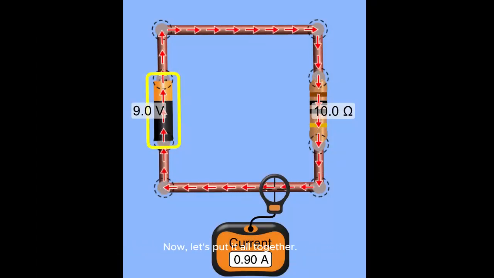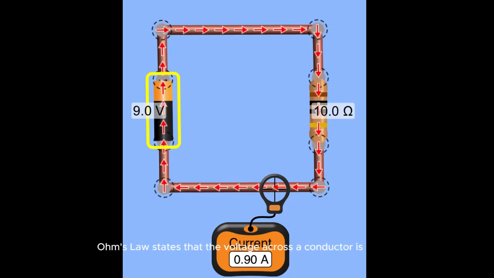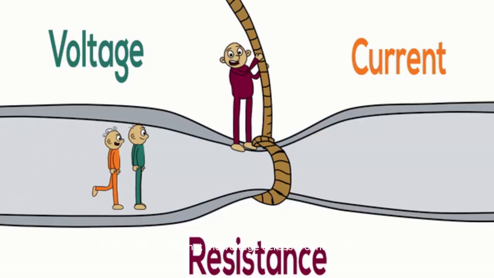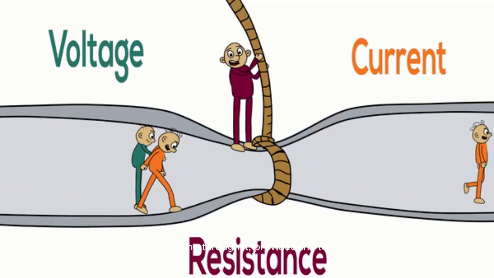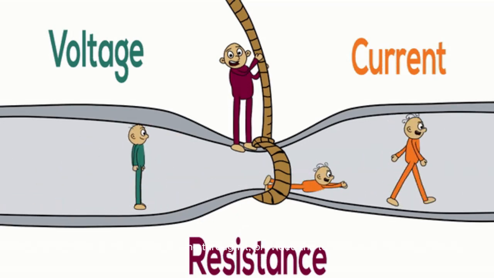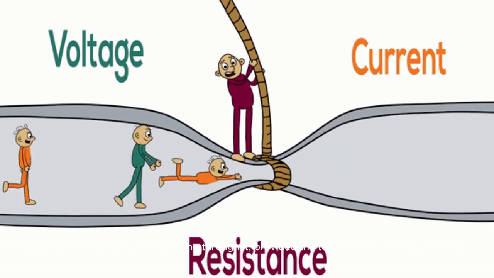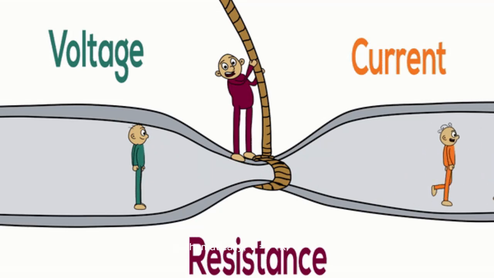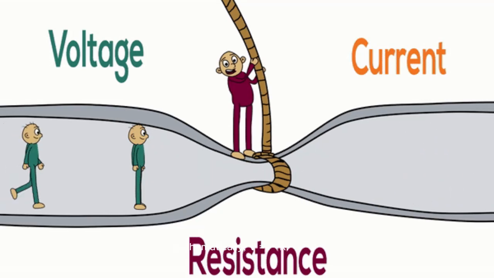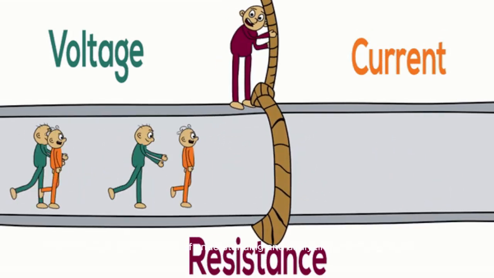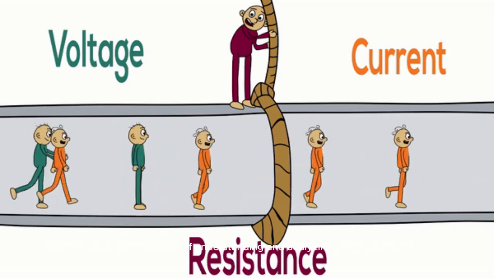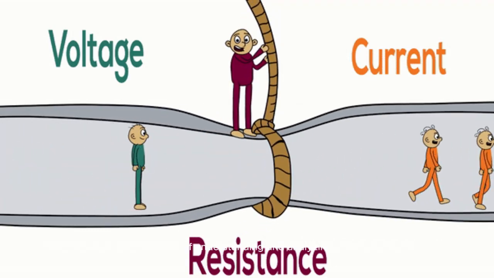Now, let's put it all together. Ohm's law states that the voltage across a conductor is directly proportional to the current flowing through it, provided the temperature remains constant. Mathematically, V equals IR. This formula is the backbone of understanding and analyzing electrical circuits.